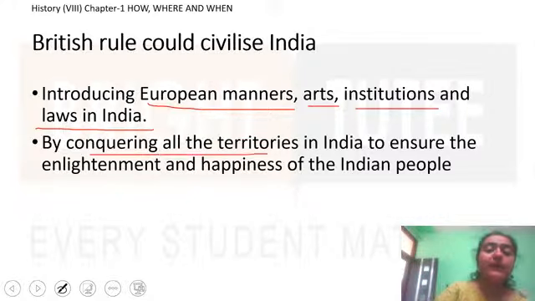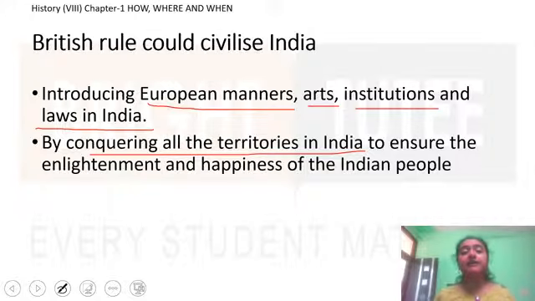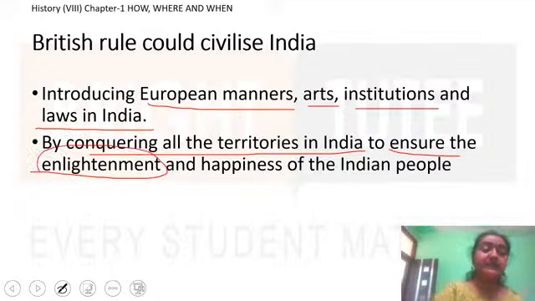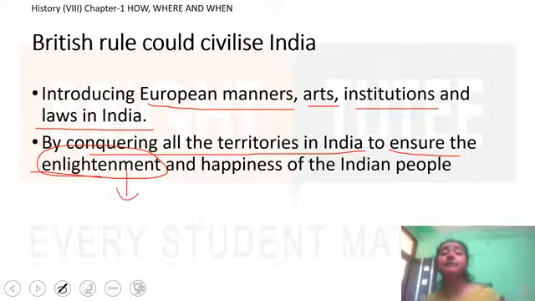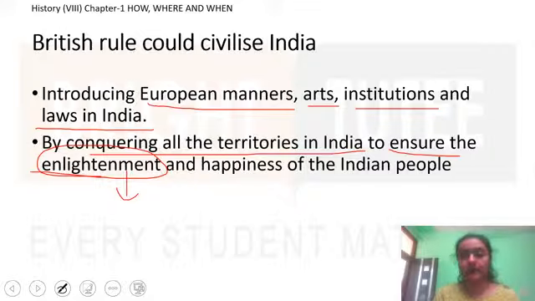एंड बाय कॉन्करिंग ऑल द टेरिटरीज इन इंडिया. क्यों कॉन्कर करने की जरूरत है? क्योंकि इंडियंस को प्रोटेक्ट करने की जरूरत है. वो अपने आप को प्रोटेक्ट नहीं कर सकते हैं, इसलिए. एंड टू इंश्योर द एनलाइटनमेंट. Enlightenment means to give them knowledge, because they are knowledgeless, they do not have knowledge, and the happiness of Indian people. So this was the argument given by Europeans to rule Indians.